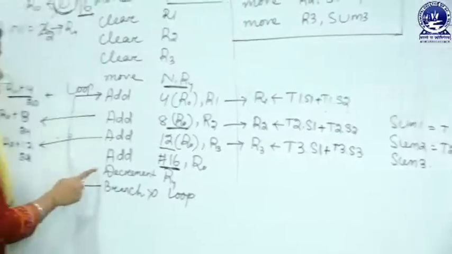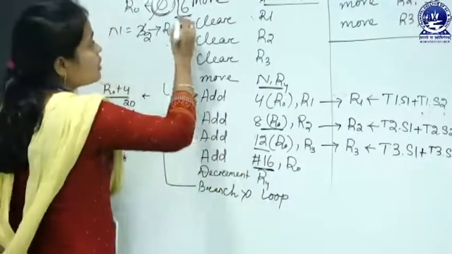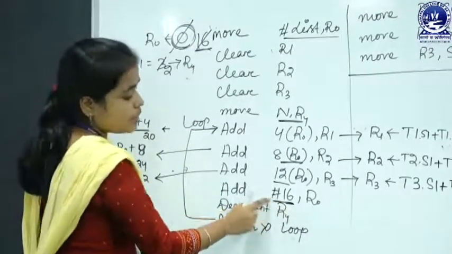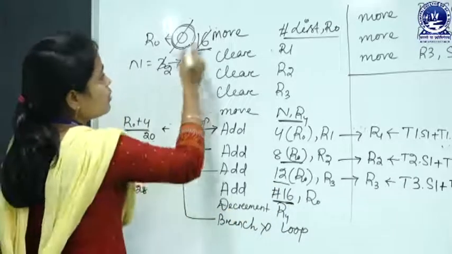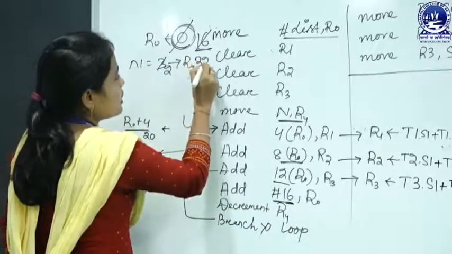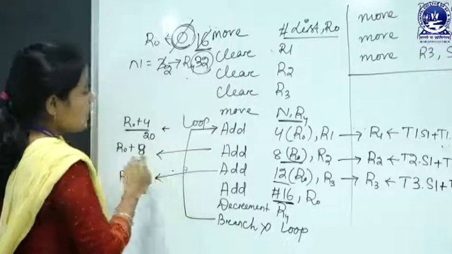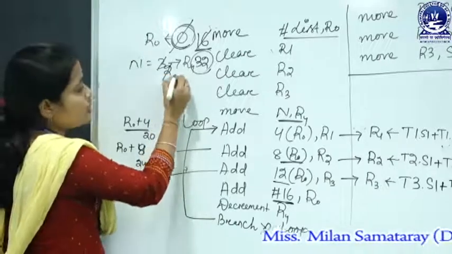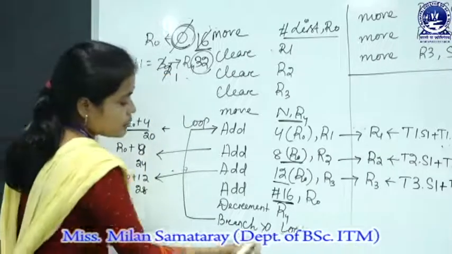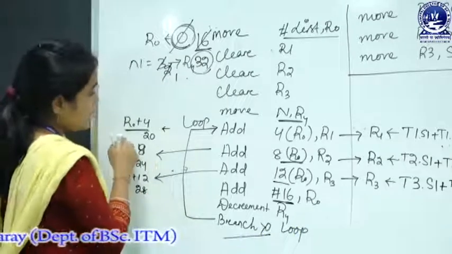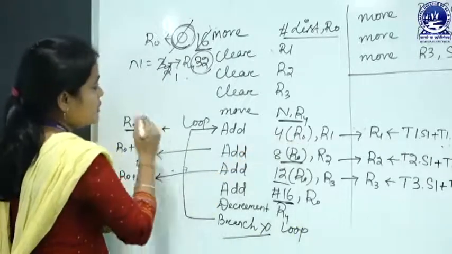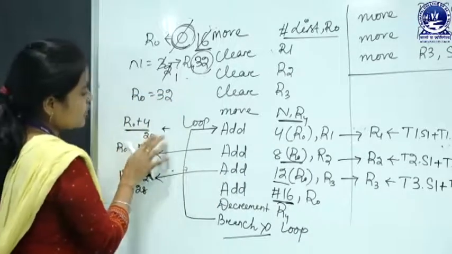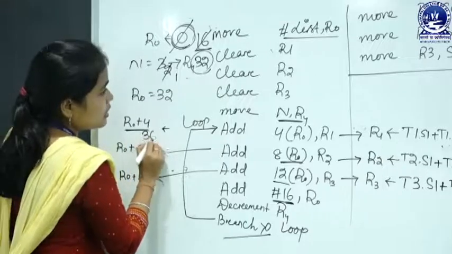Okay. Then add 16 to R0, then again add the content of R0 or the value of R0 with 16 and store it in R0. So, what is the new value of R0? It is 32. Okay. Then you have to decrease the R4, it is 1. Okay. So, branch greater than 0, yes, then go to loop. Now, R0 value is here, R0 value is 32. So, 32 plus 4 is our 36.